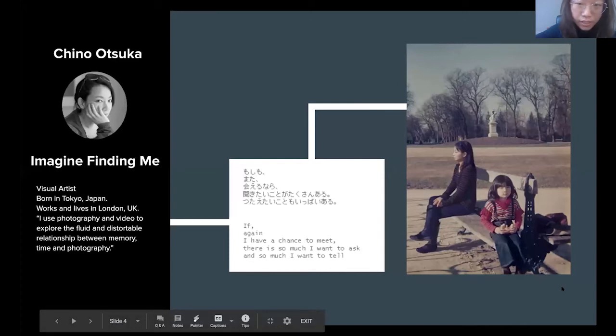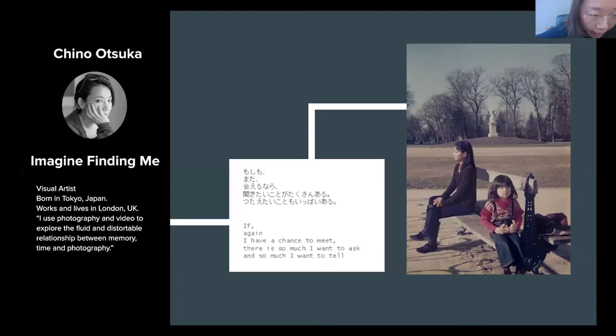The first artist that we discovered and reached out to is Chino Otsuka. She is a visual artist born in Tokyo, Japan, and now lives and works in London. Her project is called Imagine Finding Me. As you can see in this picture, it's actually not an adult woman and a girl, but the adult Chino herself and the younger her.